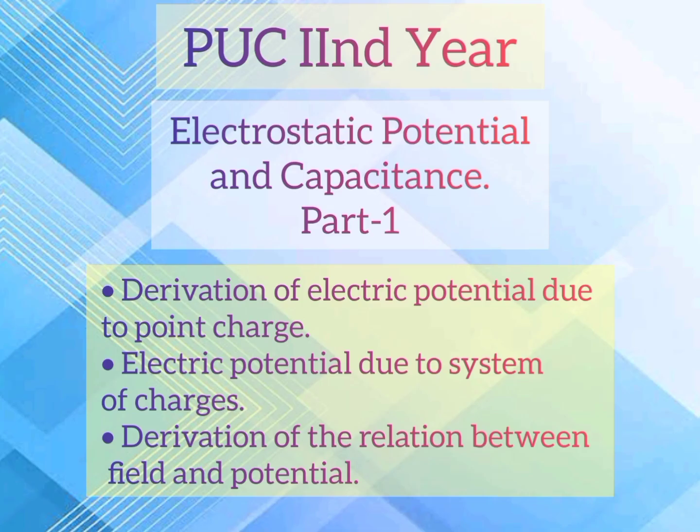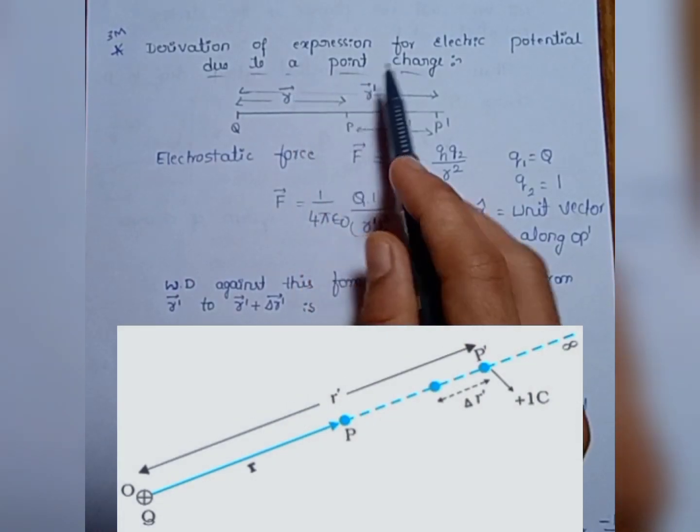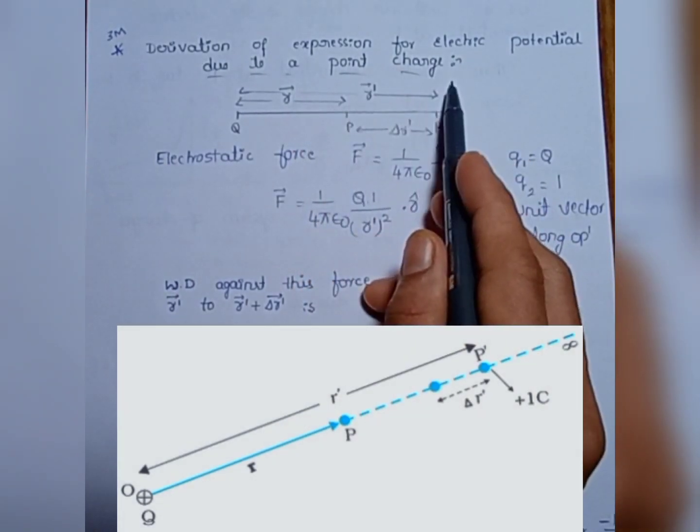In this video, we will discuss the 3 marks and 5 marks derivations from the chapter Electrostatic Potential and Capacitance from the 2nd PUC Science, 2nd chapter. The revision of the expression for electric potential due to a point charge.